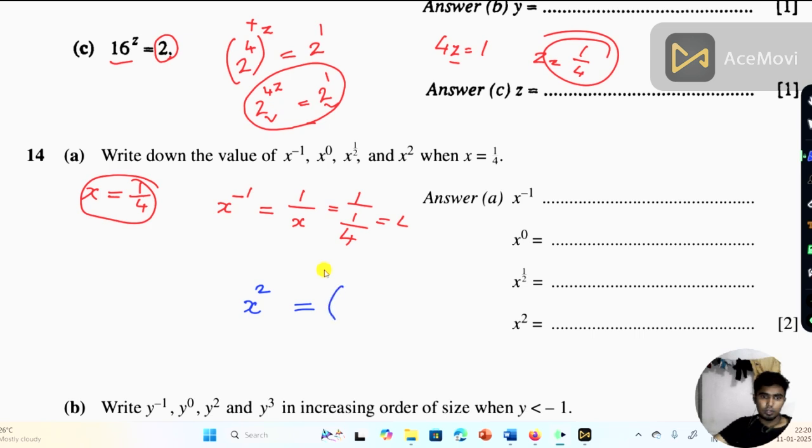So we know that the value of x here is 1 by 4 and square. That we can just split like this, 1 square divided by 4 square, because it's all square. 1 square, that is 1 into 1, 1. 4 square, 4 into 4, 16. So 1 by 16. So the final answer is 1 by 16.